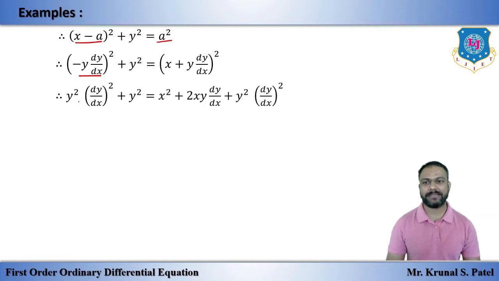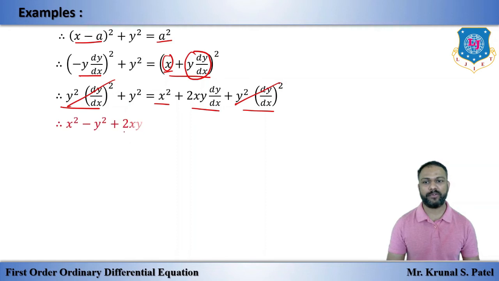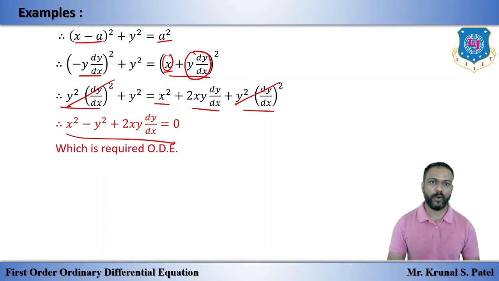By expanding this, taking square, expand this, using (a plus b) whole square is a square plus 2ab plus b square, and cancelling out these two same terms, we have remaining x square minus y square plus 2xy dy by dx is equal to 0, which is our required ODE. Here we differentiated only one time, so this is our first order, and the power of this is 1, so degree is also 1. So order and degree are both 1, so it is a first order first degree differential equation.